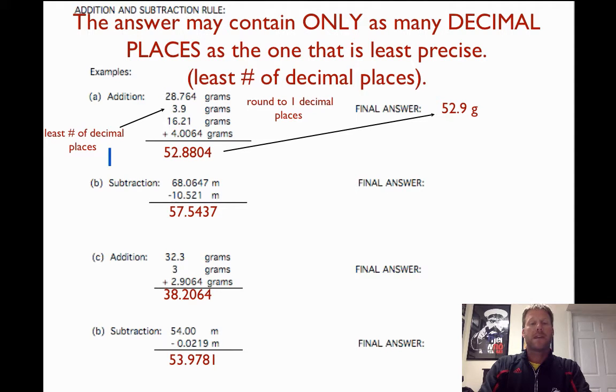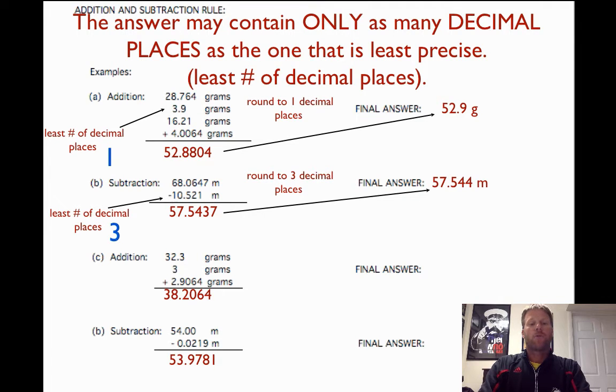For example B, 10.521 has the least number of decimal places with 3. So the appropriate answer can only have 3 decimal places. If you follow the rounding rules, the correct answer is 57.544 meters.